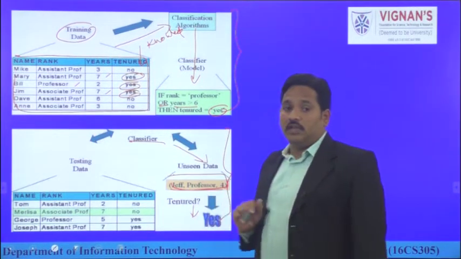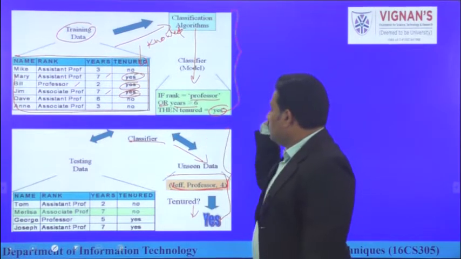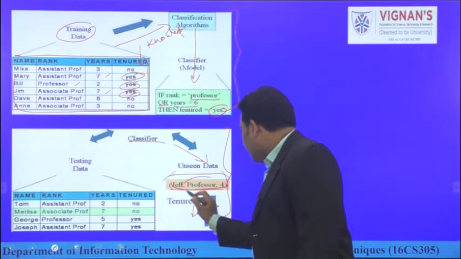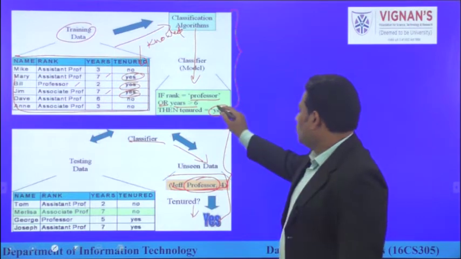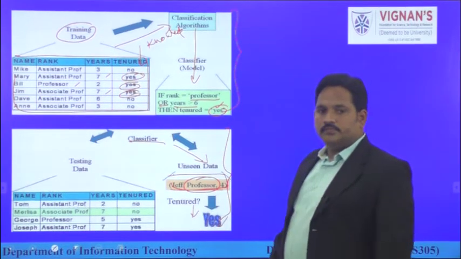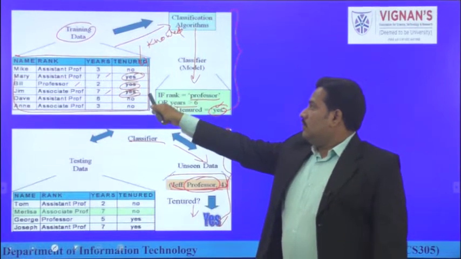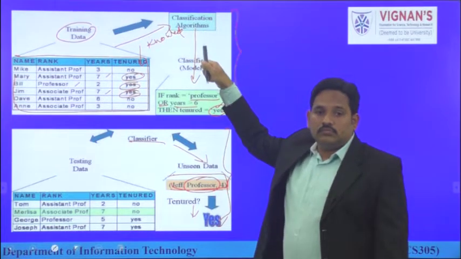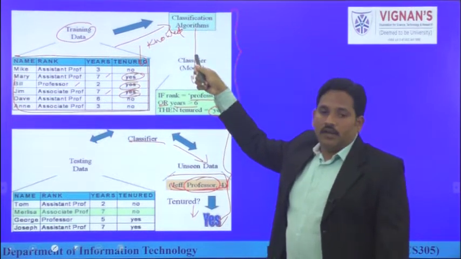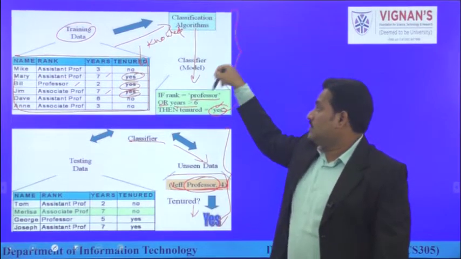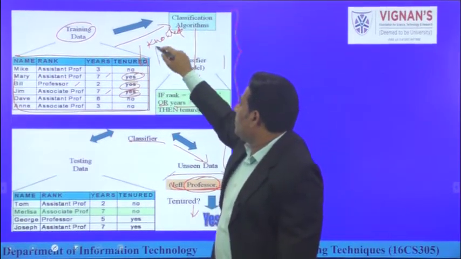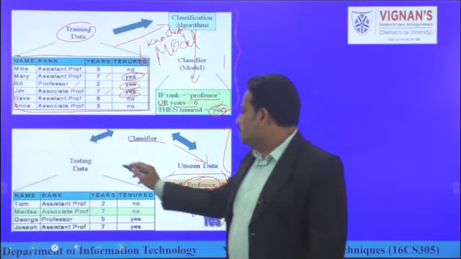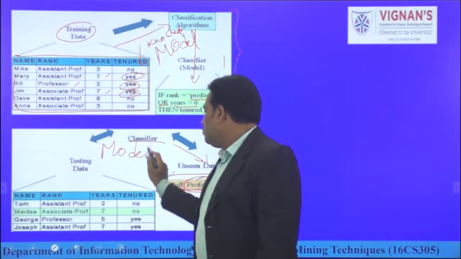Now we are not focusing on the name of the employee. What is our rule here? The rank must be professor or years must be greater than 6. It will look into the rank. Here rank is professor. So based on the rule, the tenure is equal to yes. That means the training data is used to extract the knowledge by the classification algorithm. The classifier algorithm will derive its own rules and try to construct one model. So in this upper portion, we are constructing a model. That is model construction. And in this, we are using the model, that is model usage.